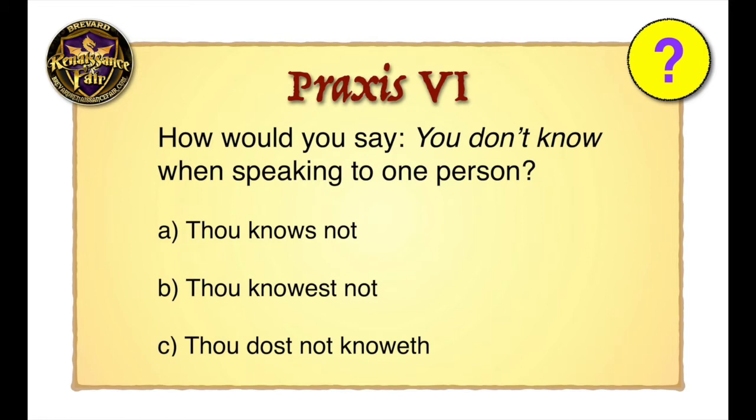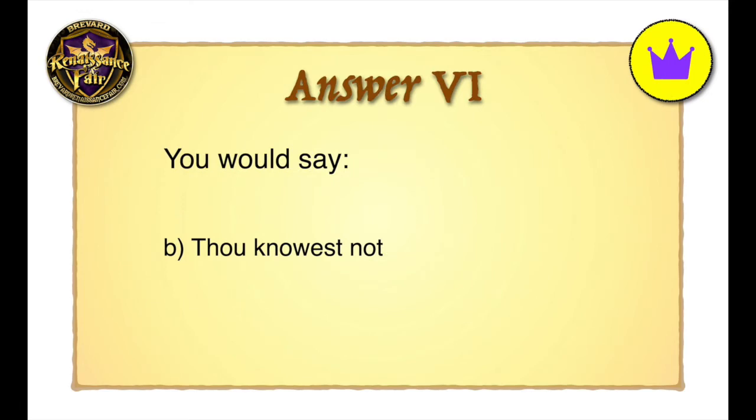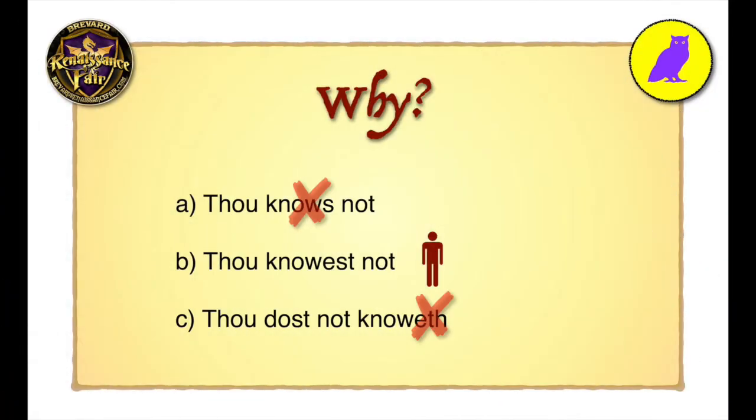How would you say you don't know when speaking to just one person? A. Thou knows not. B. Thou knowest not. C. Thou dost not knoweth. The correct answer is B. Thou knowest not. Why? Well, thou knows isn't correct.